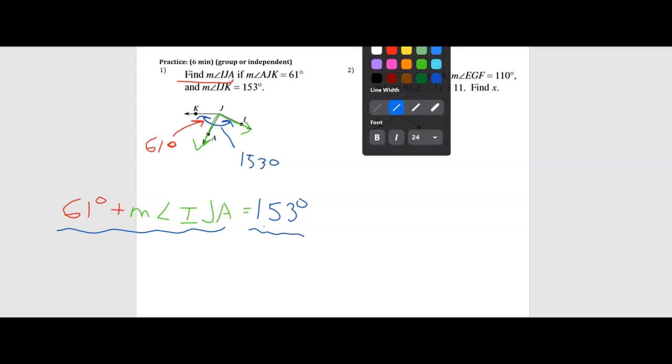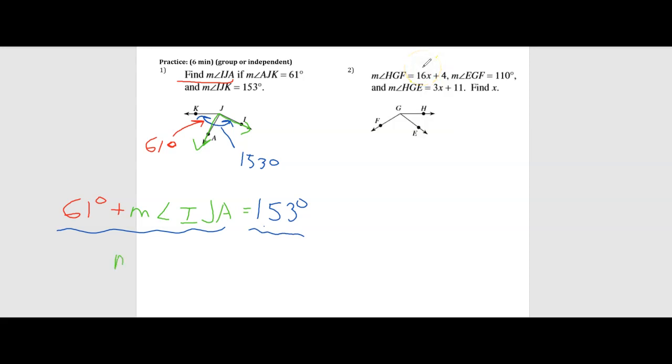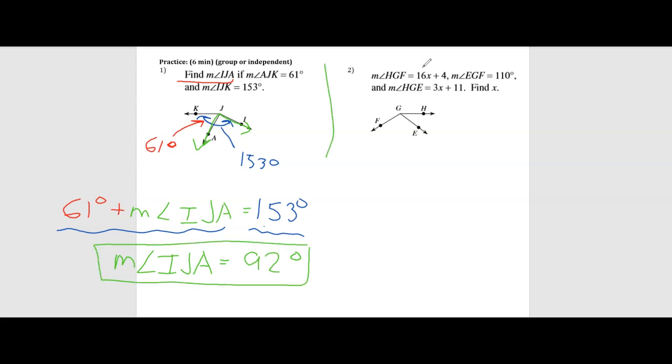So if I subtract 61 degrees from both sides, I'm left with the measurement of angle IJA is equal to, this should be 92 degrees. So 92 degrees. Okay, on to number 2.